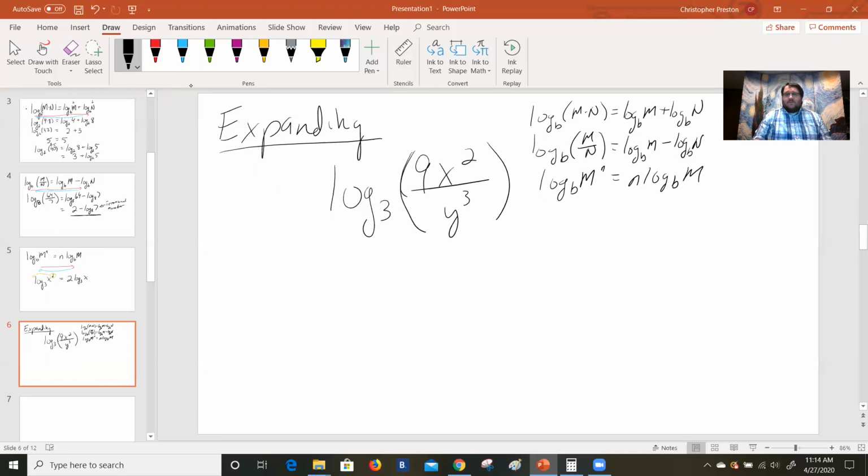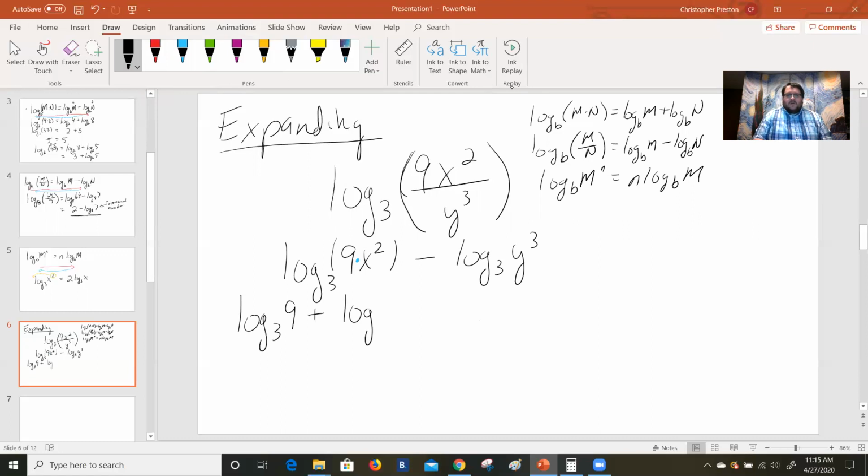So I'm going to use that second rule and split that up into two logarithms, one of the numerator minus the log of the denominator. Okay. Then the next thing I notice is I am multiplying between the 9 and the x squared. So I can split that up using the first property on here. So log 3 of 9 plus log 3 of x squared, and then I still have minus log 3 of y to the third.